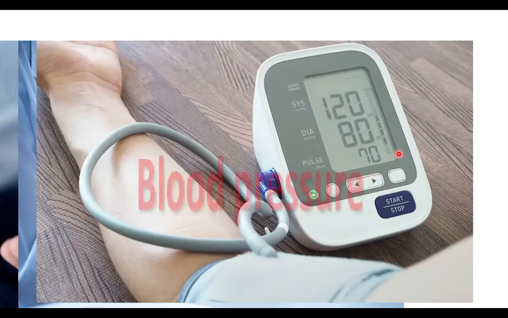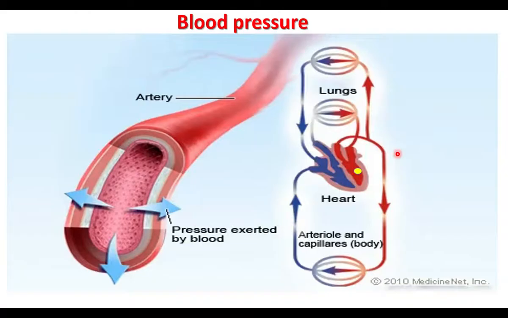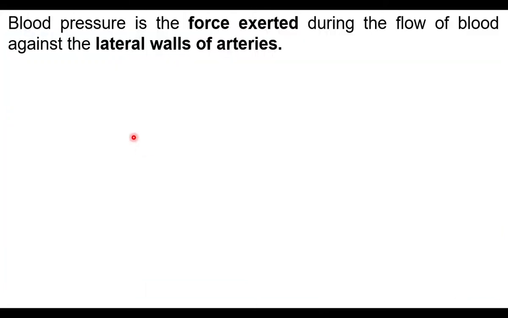What is blood pressure? Blood flows through the blood vessels. The moving blood exerts pressure on the wall of blood vessels. Blood flows through the artery. This is an artery. The moving blood exerts a pressure on the wall of arteries. That is blood pressure. Blood pressure is the force exerted during the flow of blood against the lateral wall of arteries.